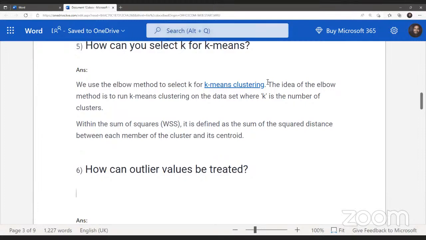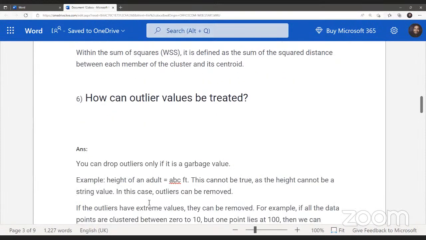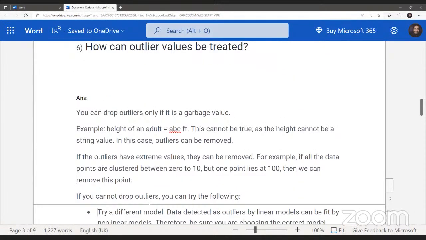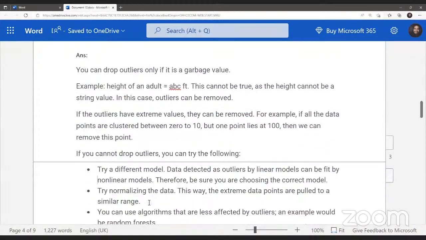Yeah. So now as we look into this, how can you treat the values of outliers? You can drop outliers only if they are garbage values. For example, suppose you have taken adult height, and we measure the height in feet, right? Then this cannot be true, as height cannot be string values. So in this case, outliers can be removed.